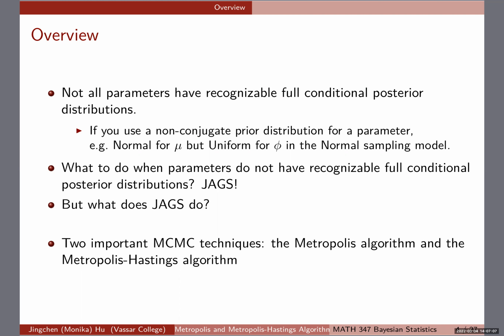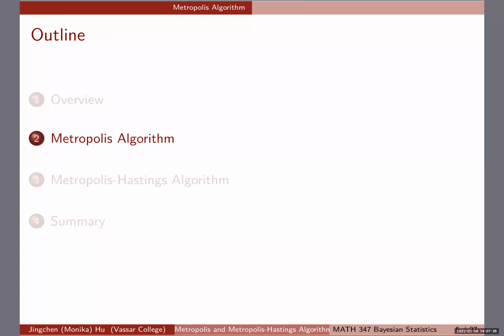Both of them are applicable. Of course, they have pros and cons, but both are applicable when you cannot recognize the full conditional posterior distribution as something that you know and can sample from, or you can utilize either of these two to make sure that you can still keep your MCMC going. So that's the big overview. Let's talk about Metropolis first, and then go to Metropolis-Hastings.